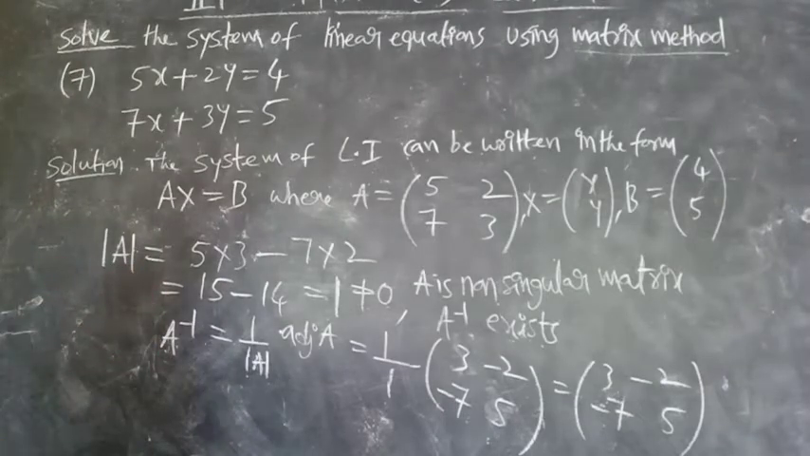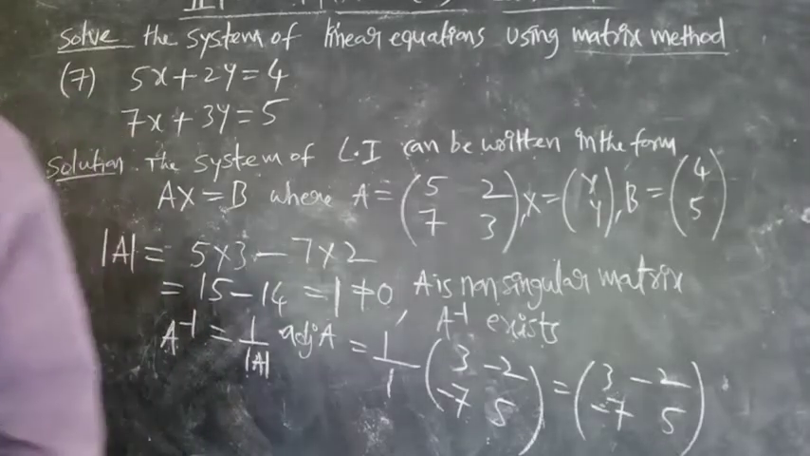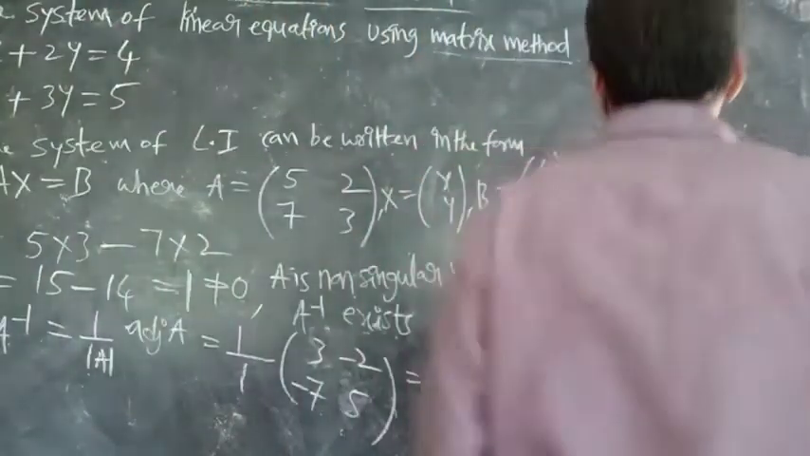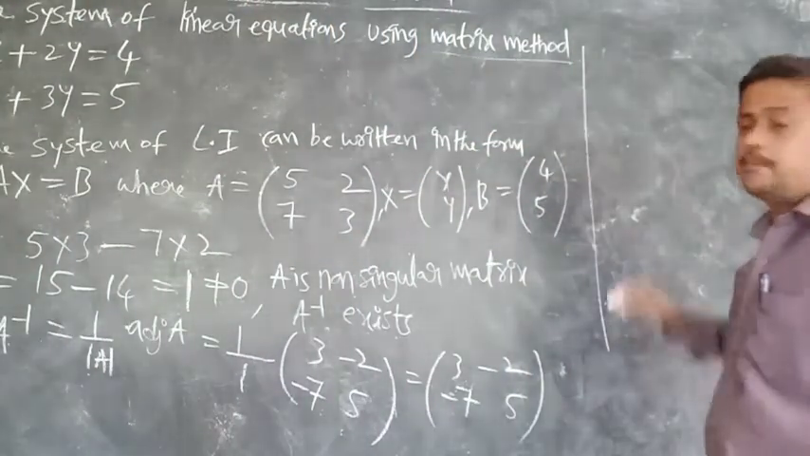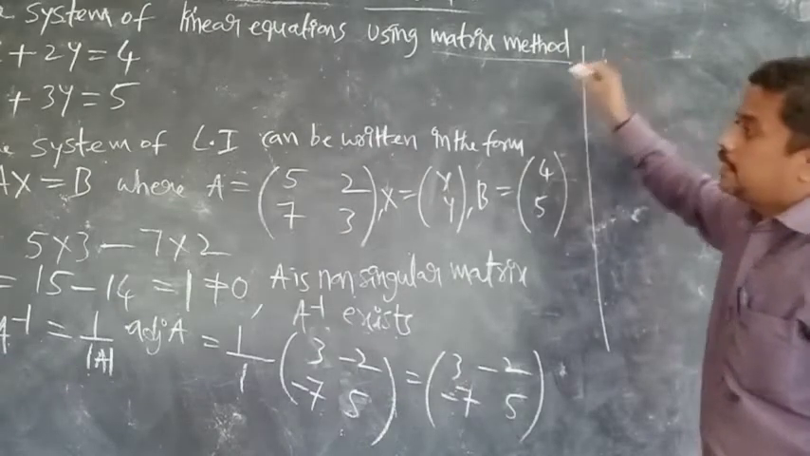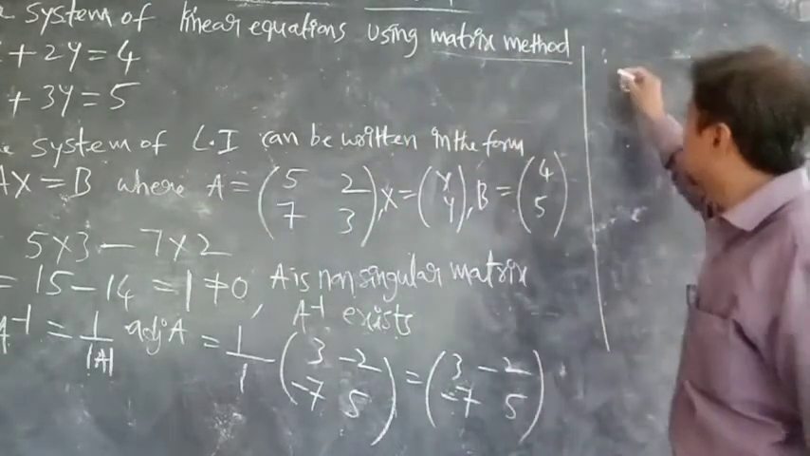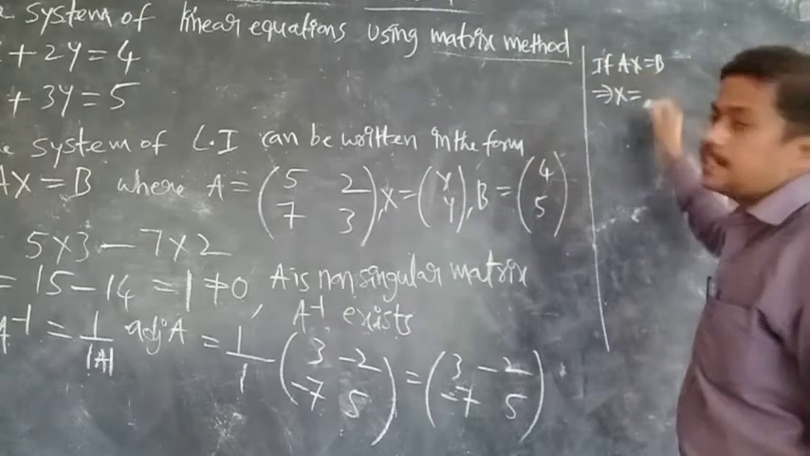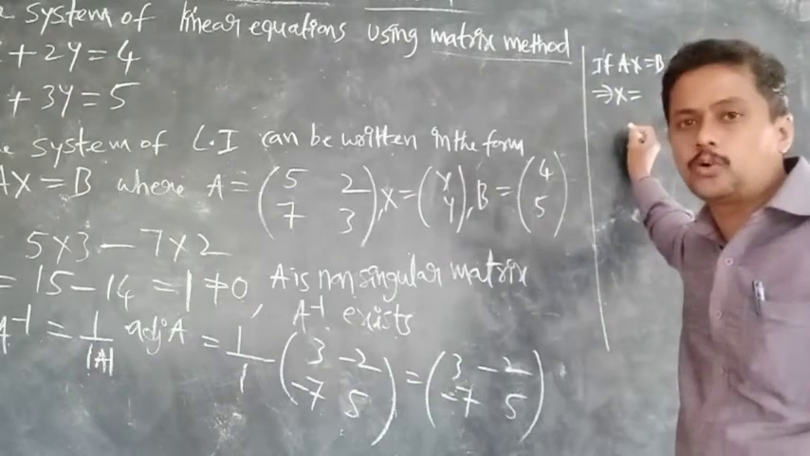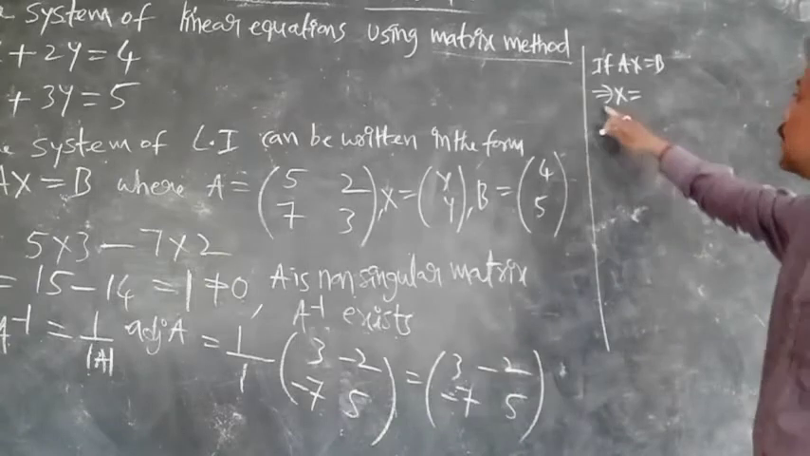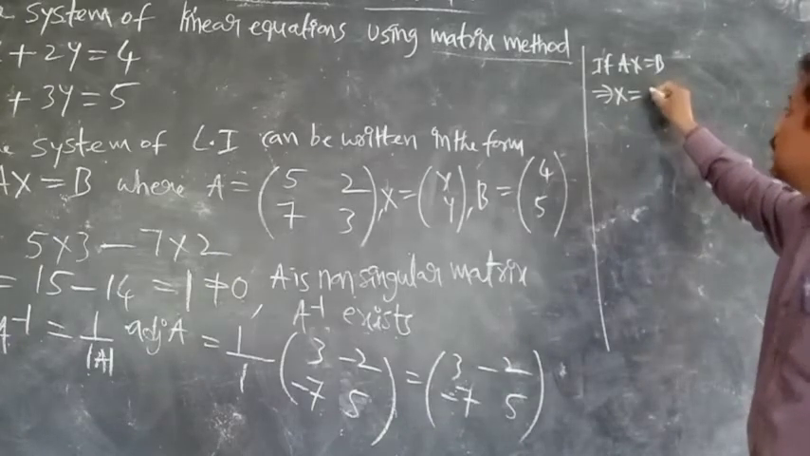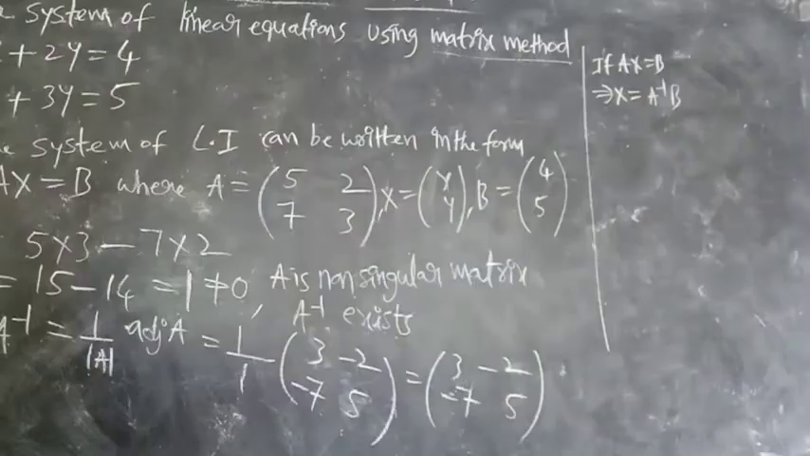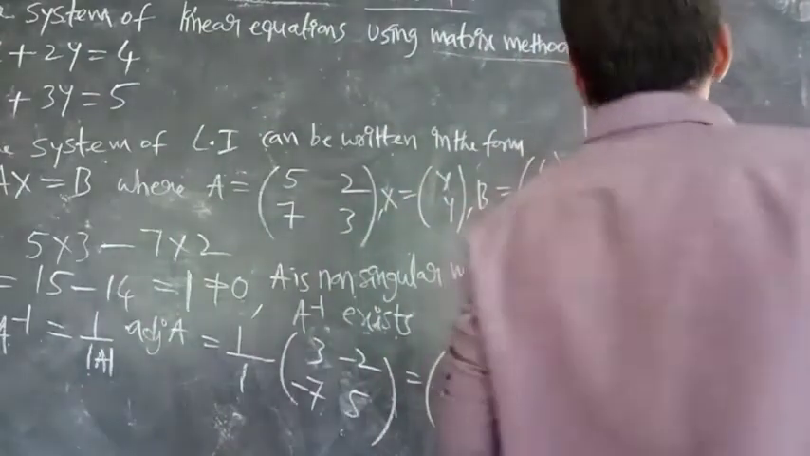Next is the last step. I will tell you once again. A and B are already written down, so AX = B. If AX = B, it implies, as already shown in the matrix method in the last video, that X is equal to A inverse into B. X is equal to A inverse B.